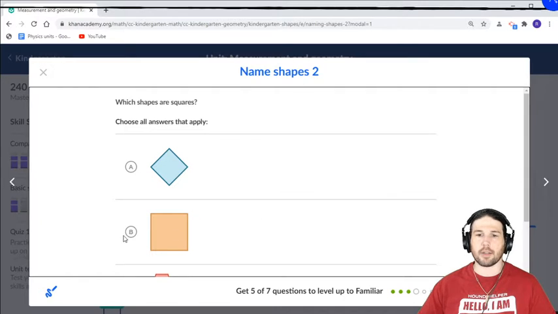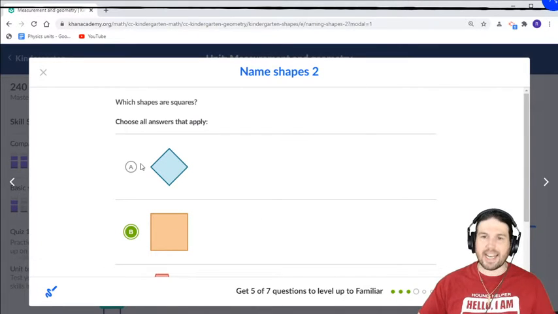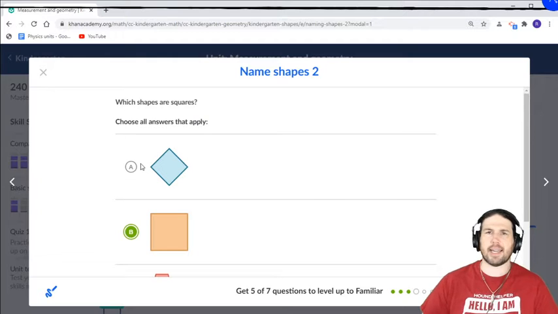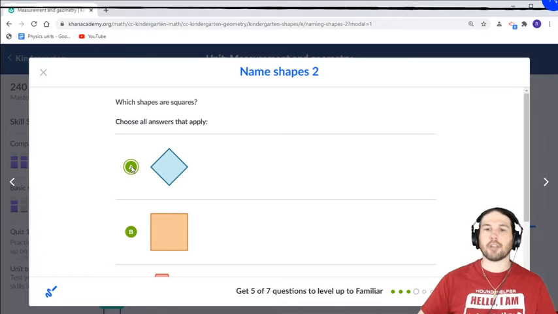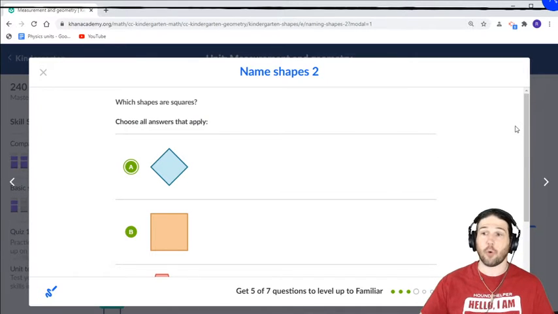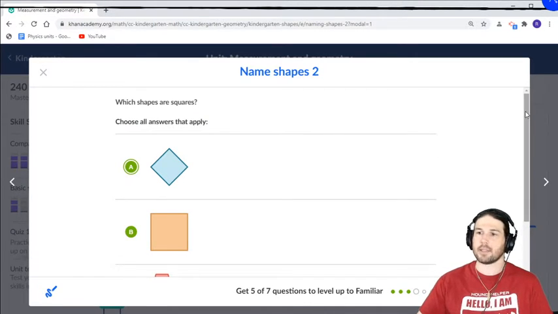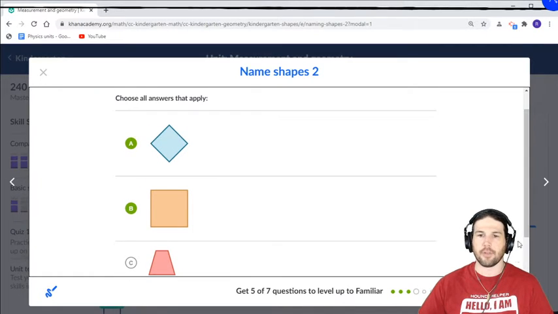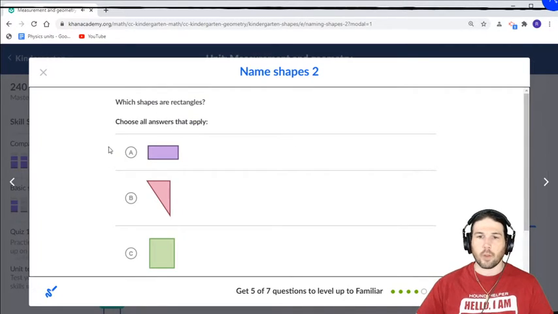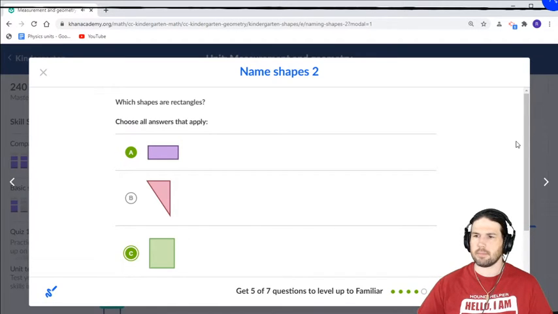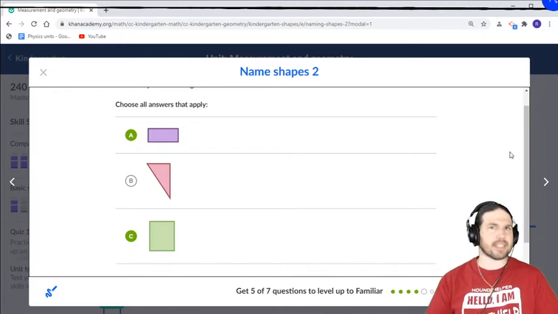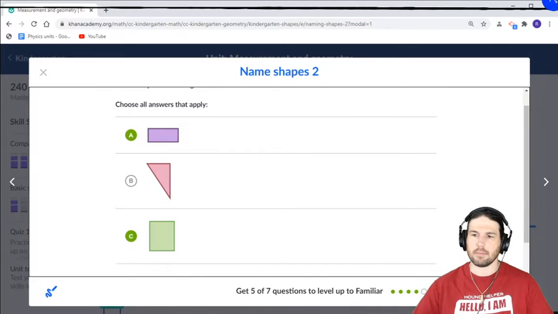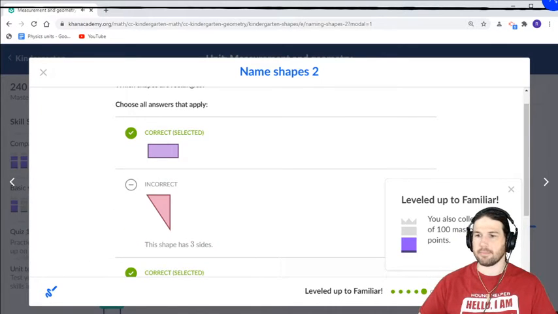Which shapes are squares? So B is clearly a square. When I look at A, I would expect some kindergarteners to say it's like a diamond, but the fact that it's tilted doesn't change the fact that it's a square. It still has 4 equal sides, it still has 4 right angles. Not that kindergarteners know what either of those things are. Which shapes are rectangles? That one and that one. And it's good to see that rectangles come in different shapes, whereas squares only come in different sizes, and that's a little bit weird. We'll learn more about that later.